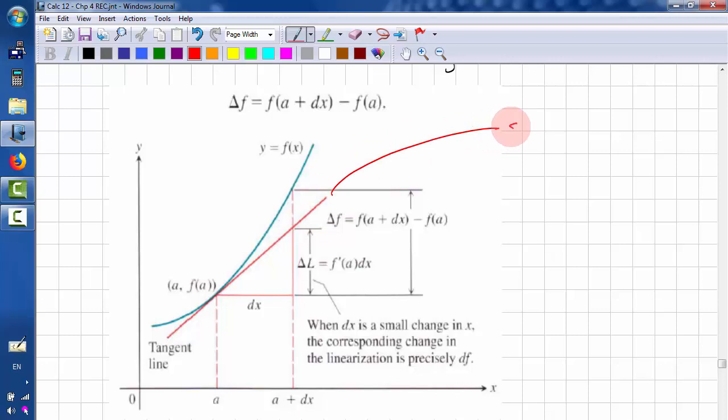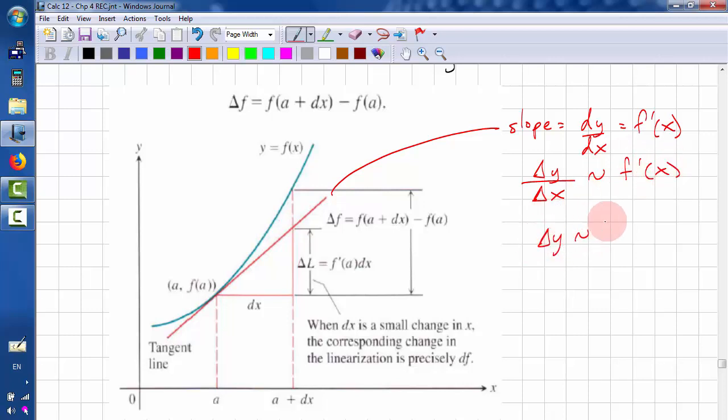Okay, so here we have the slope. This is dy/dx. That equals f prime of x. And we can look at this as the change in y over the change in x. And that's approximately f prime of x. So the change in y is approximately f prime of x times the change in x. So it's not helpful to have dx in this picture. We actually want to have delta x. So delta f is approximately delta L.